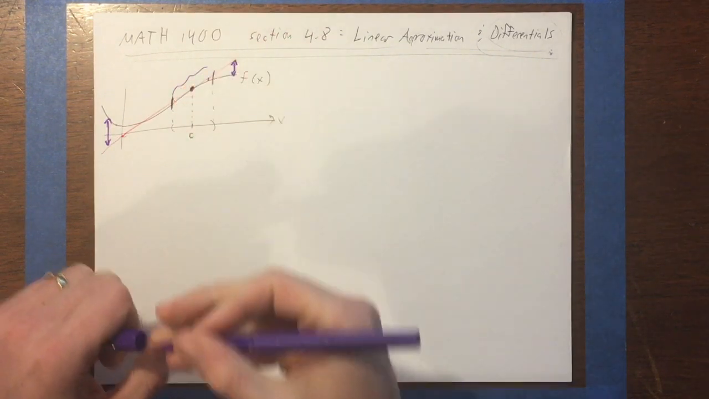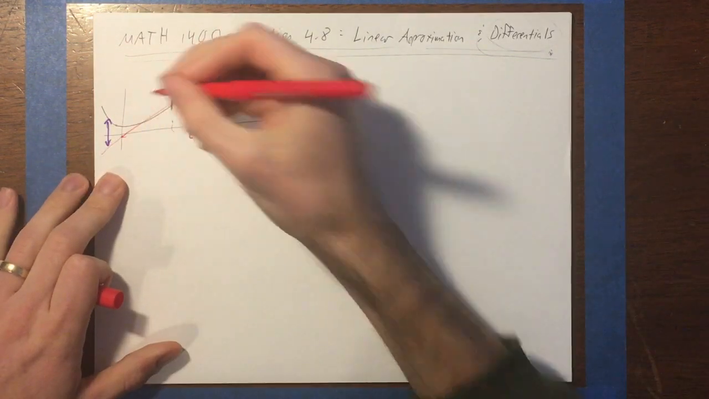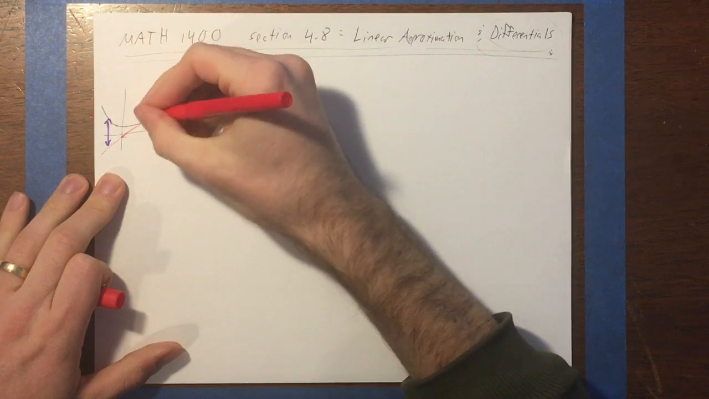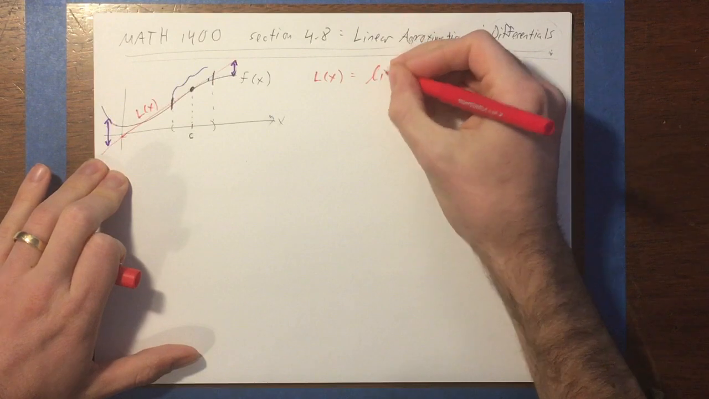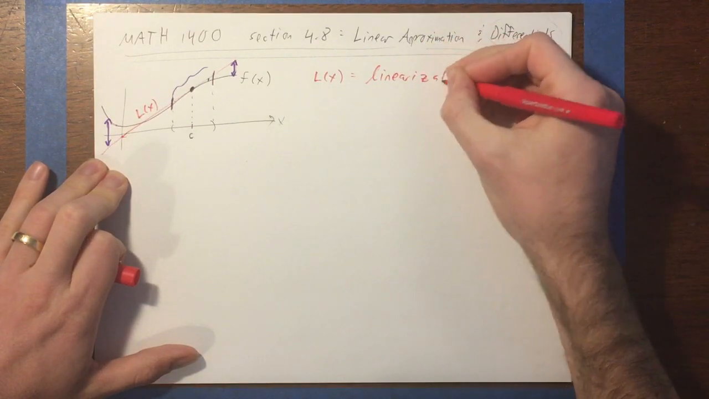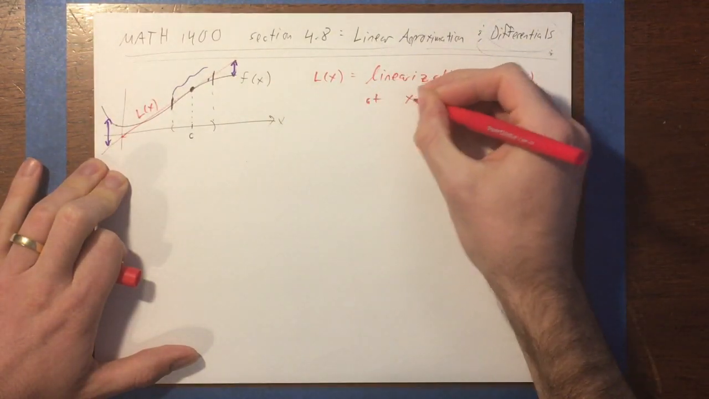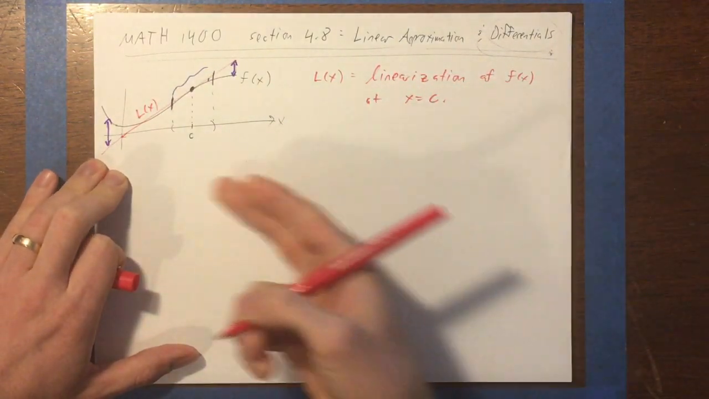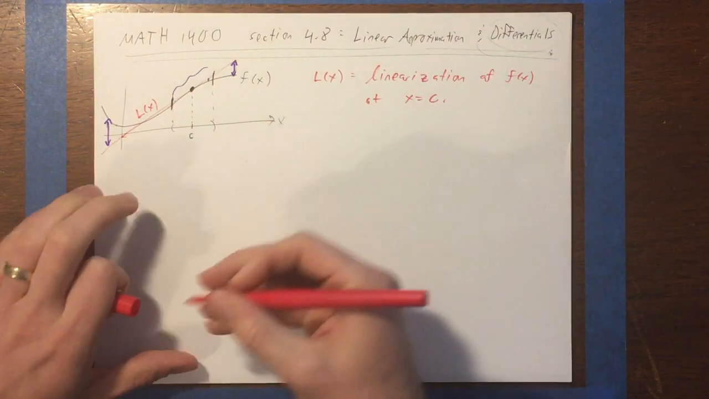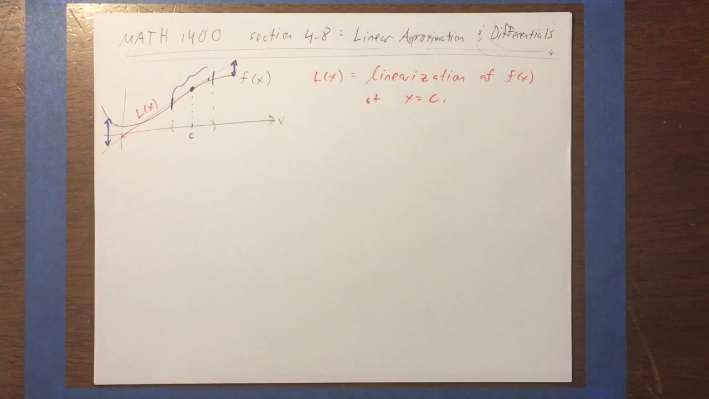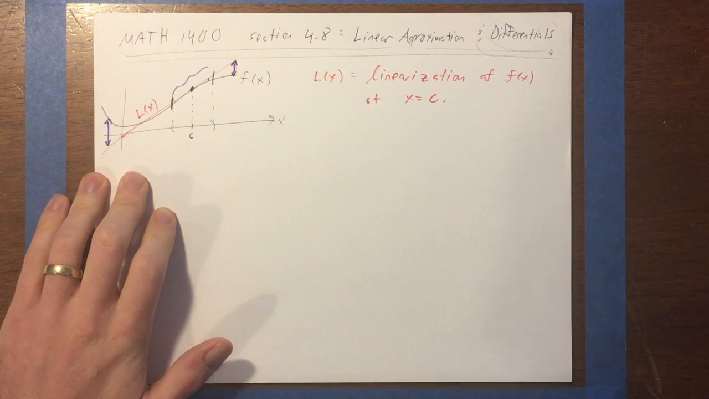And so what we can do is approximate the function by its tangent line, and the tangent line is called L of x, and L of x is in this case the linearization of the function f of x at the point x equals c, whatever x value you chose as your point of tangency. Okay. So let's review how to find the equation of a tangent line, and that's therefore how to do a linearization at a point.